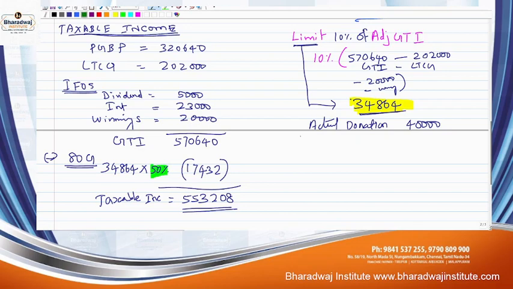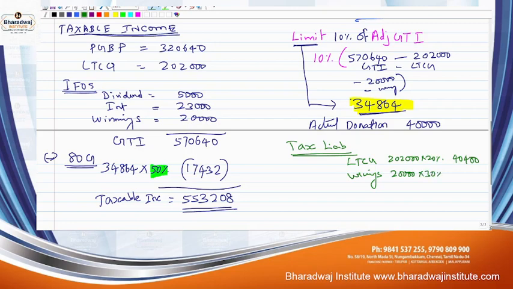One step extra: if they ask you to work out tax liability, what will you do? Will you directly apply 30%? No. Look, there are special rate items. Long-term capital gain 2,02,000, how much percent? 20%. How much will it be? 40,400. Winnings 20,000 into 30%. How much will it come to? 6,000.